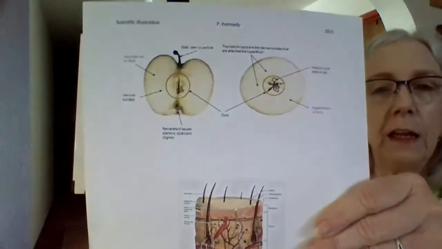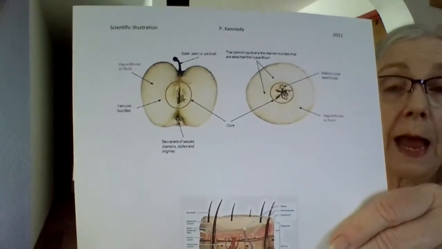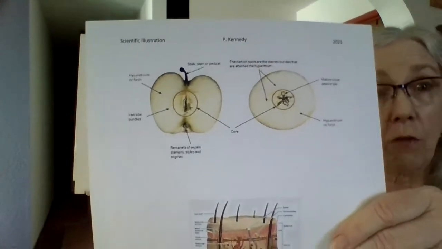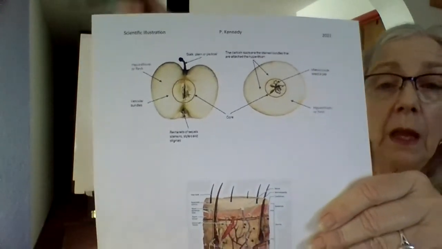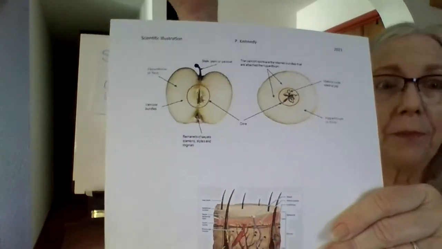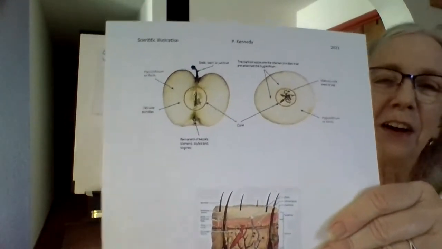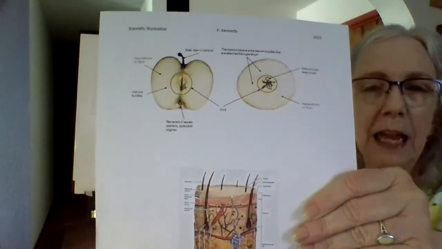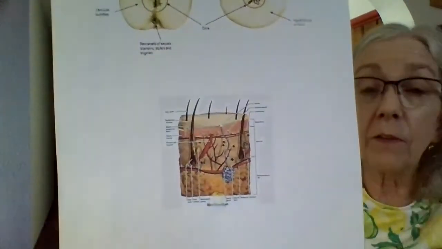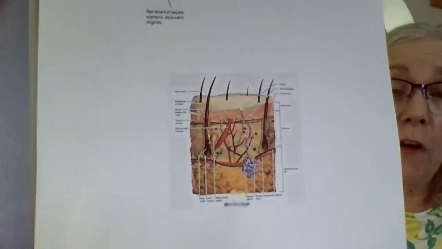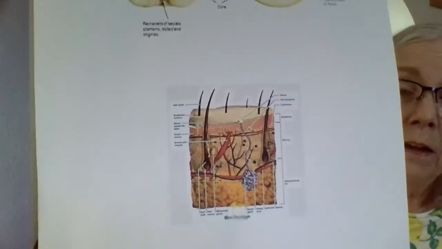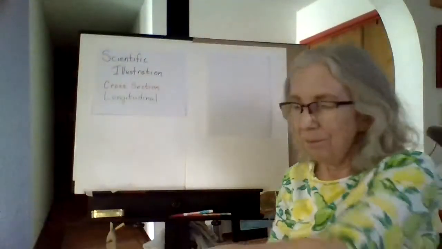So you have an illustration of an apple. So this is the cross section of the apple if you cut straight across it. And this is longitudinal, lengthwise. So you've cut it in the length so you can see what it looks like when it's standing upright. This is a very scientific illustration, a cross section of the skin. I think that's pretty interesting.